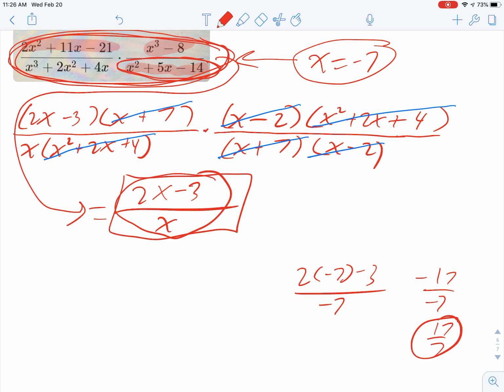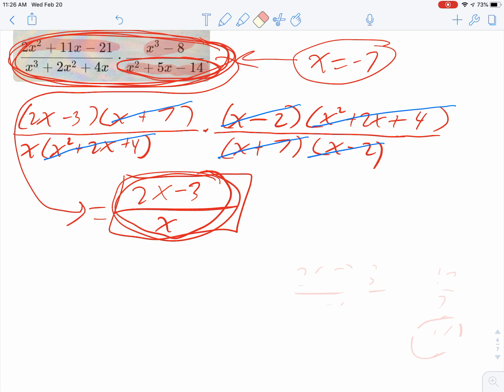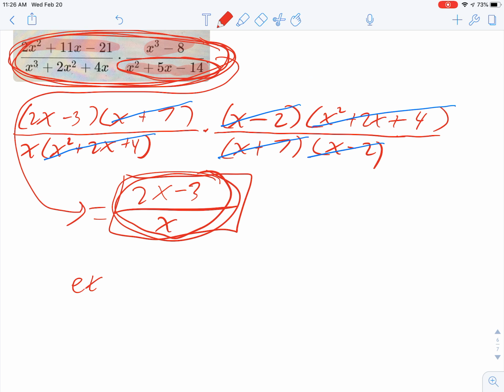So basically, these two expressions are equal. Our original problem and our final answer are equal, except for the values of x that make the denominator 0. And so those are our excluded values, we sometimes call them. And so we need to identify what they are. So I'm going to get rid of this. I was just using that as an example just to illustrate the point. So we need to look for the excluded values. And those excluded values, again, are the ones that make any denominator 0.